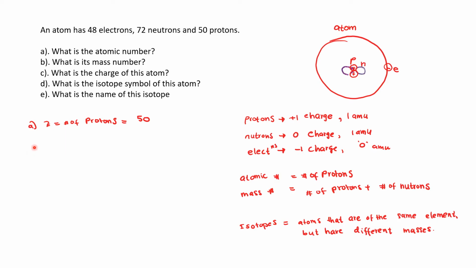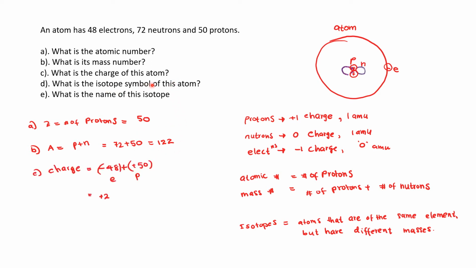So let's go to this question. What is the atomic number? Now you know atomic number equals the number of protons, that means 50. What is the mass number? Mass number equals the sum of number of protons plus neutrons. That means your mass number equals 122.